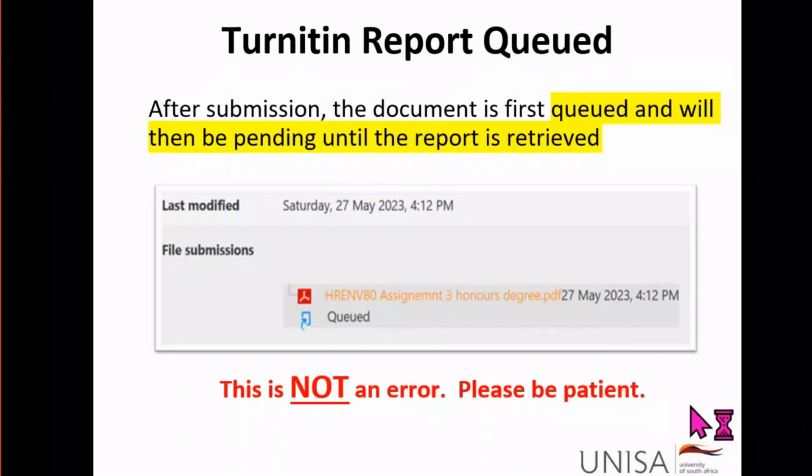This is the view that you might encounter after you have submitted your document. It will say queued. Okay. This is not an error. Please be patient. Okay. If it says queued, it simply means that myUNISA recognizes that your submission has to go to Turnitin. If it says pending, then it is en route to Turnitin and will come back with a specific report. If your submission is in the queued status, please do not try to reload or resubmit your document. It will compromise your queue and will delay the report results from that. So this is correct. It has to say queued.